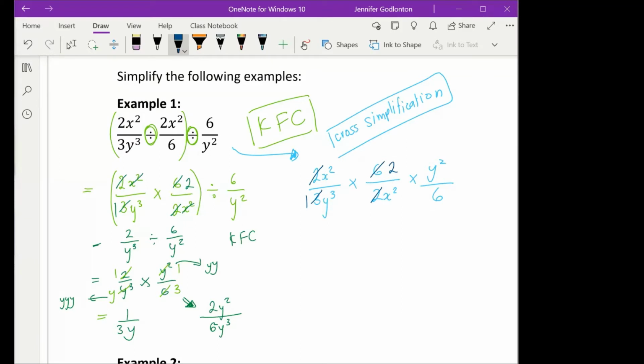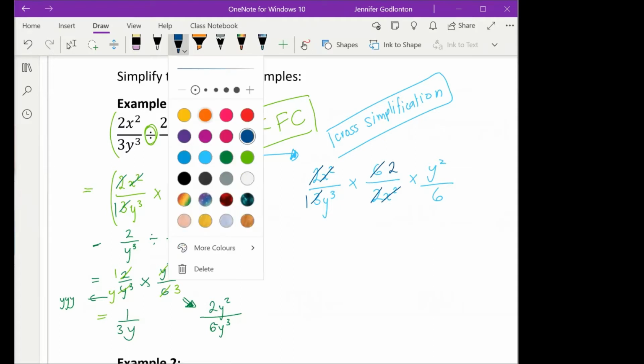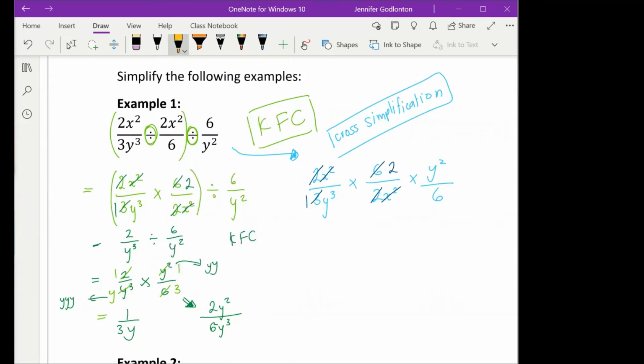Then I'm going to look at my x's. That x squared is going to cancel with that x squared. Now, the cool thing with cross simplification is that you can carry on cross simplifying as long as you are taking a top and a bottom. So over here, I'm going to cross simplify again. I'm just going to use a different color so you can see what I'm doing. I can say, well, 2 goes into itself once, and 2 goes into 6 3 times.